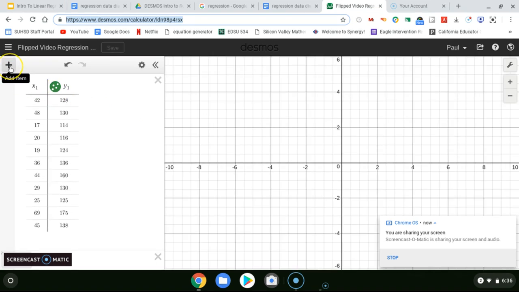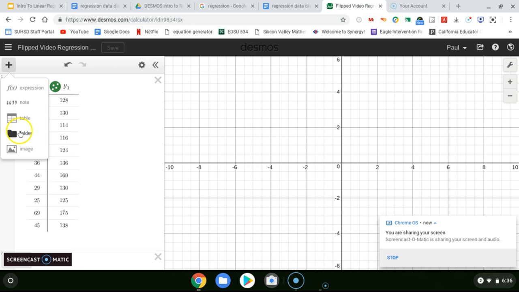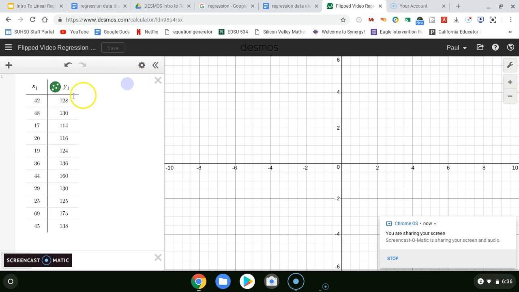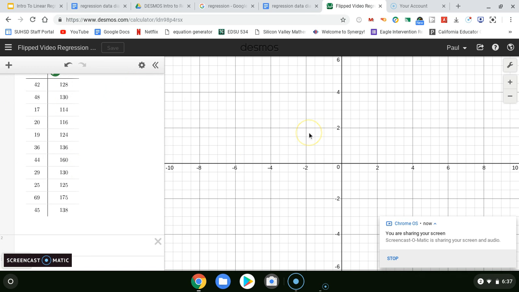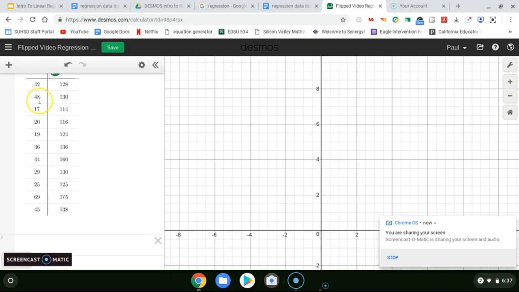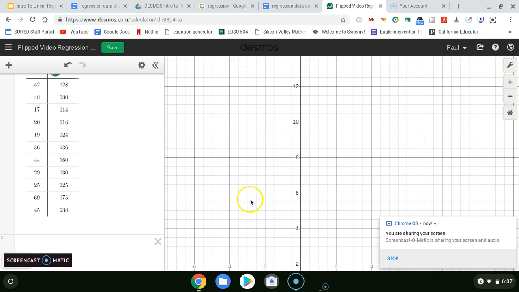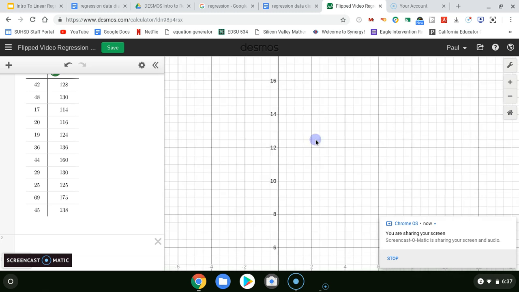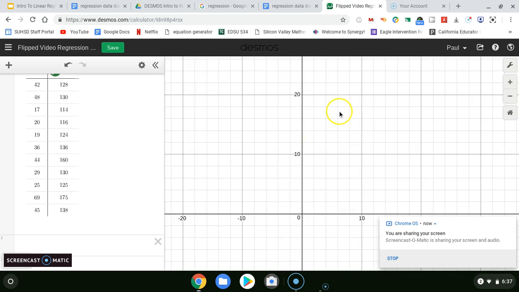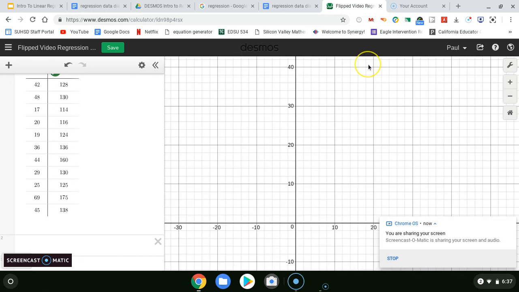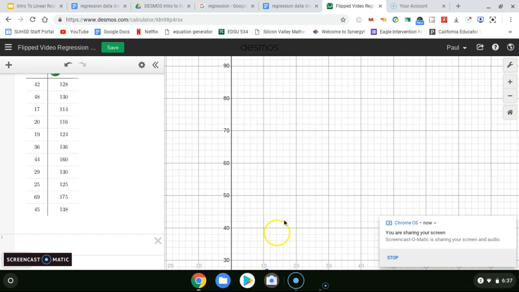You'll have to click add item, go to table, add a table, and put all the values in. And the points are not showing up because we're at 0 and the smallest number we have is 42. So you need to drag this. You're going to zoom out and drag it up until you see the points. Otherwise, we can't see what we're doing.